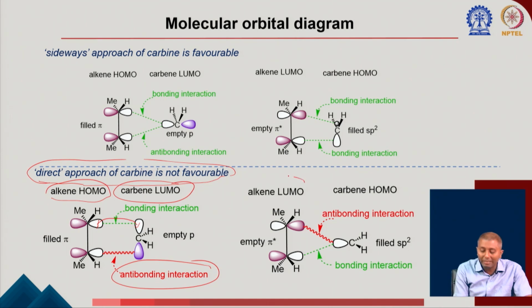And if you consider the alkene LUMO with the carbene HOMO, in that case also we are seeing that on one side there is a bonding interaction and on the other side there is an anti-bonding interaction.